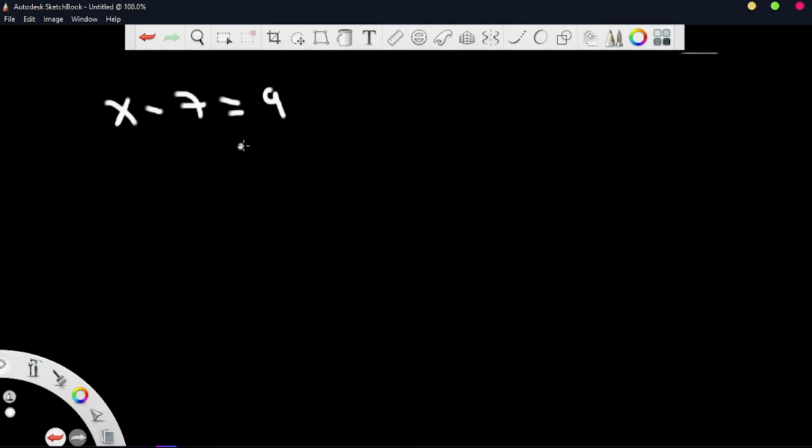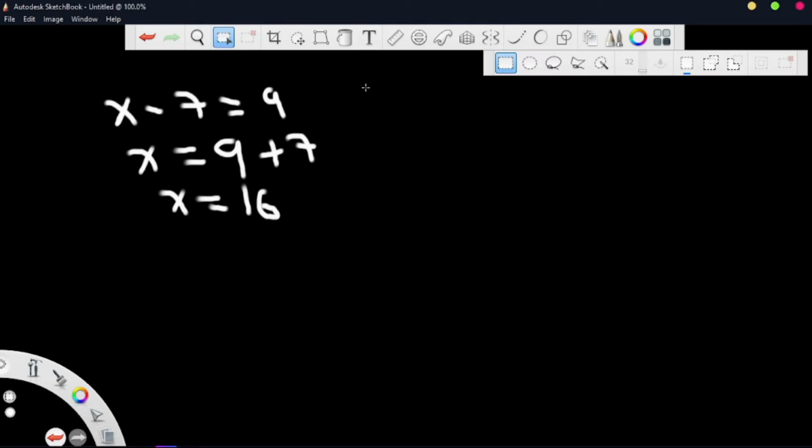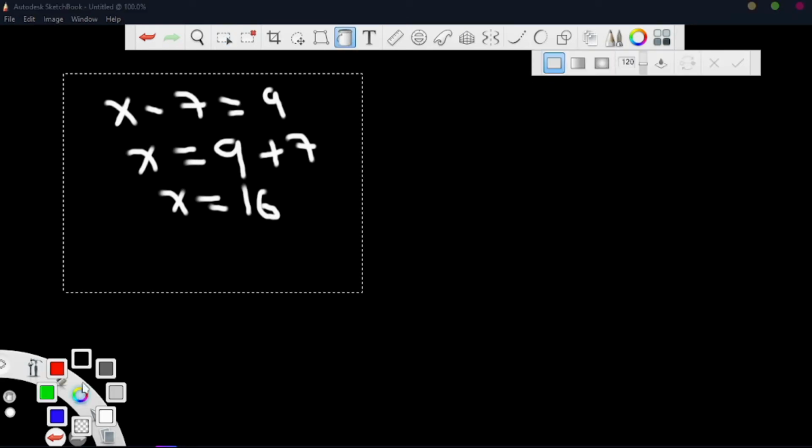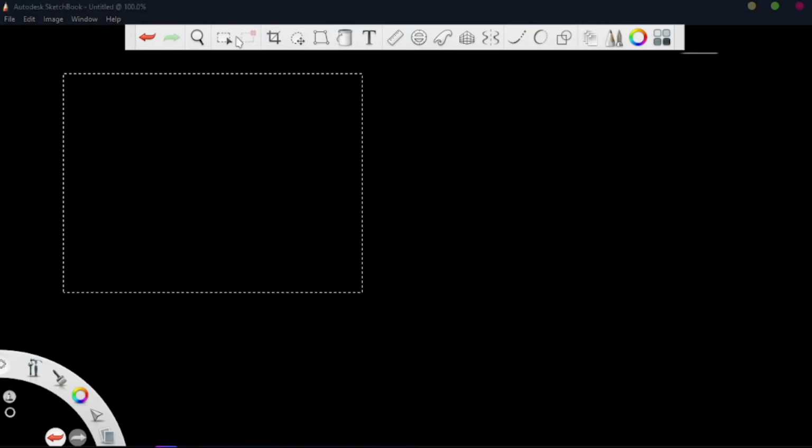What I do personally, and which is a standard procedure, I would say x is equal to my 9, and then since this 7 has a minus sign, when it goes to that side it will have a plus sign, so it will be 9 plus 7, which is 16. So that's very easy, very basic. Let's go ahead and try out another one.